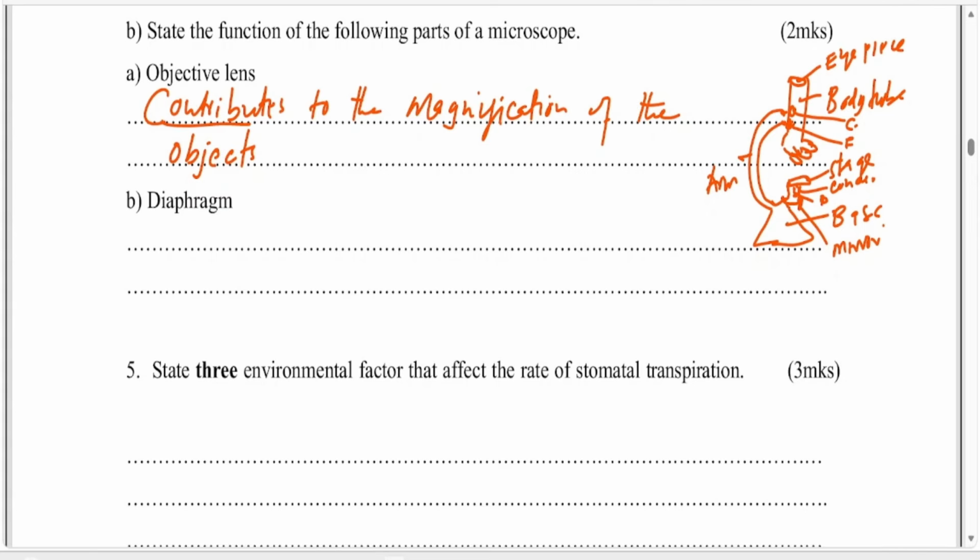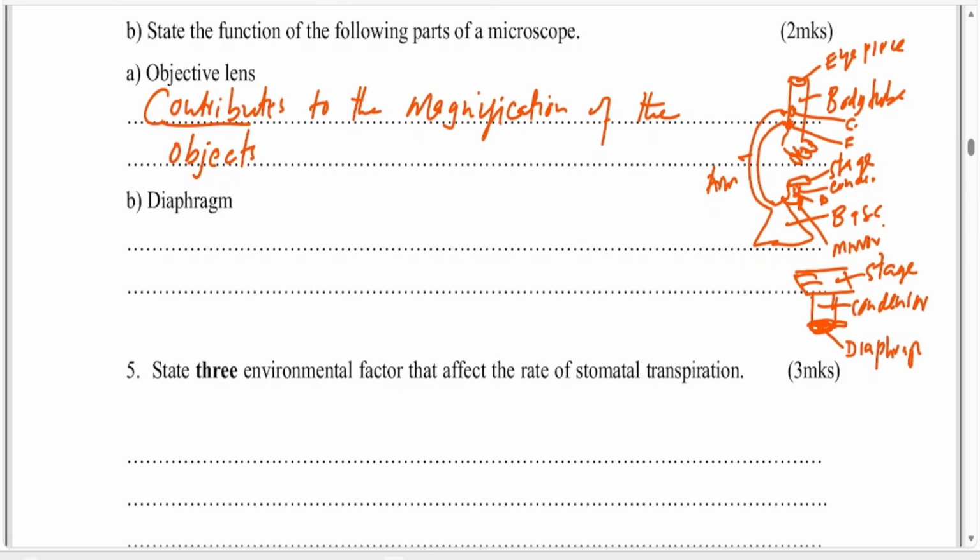Then we have the diaphragm. Diaphragm, as I have just indicated, if this is the stage, then we have the condenser, and then at the bottom here we have the part with a regulator here, and this part is what we call the diaphragm. This is the part that we call the diaphragm, and then we have this part that we call the condenser here. And then we have the stage with clips.